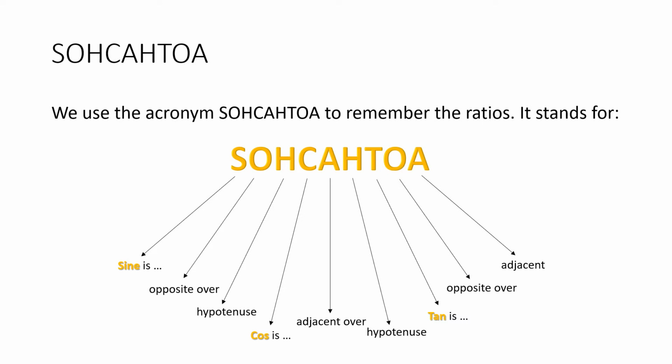Now, order is important in trigonometry, so I want to really stress that this is what it means. Sine is opposite on hypotenuse, cos is adjacent on hypotenuse, tan is opposite on adjacent.